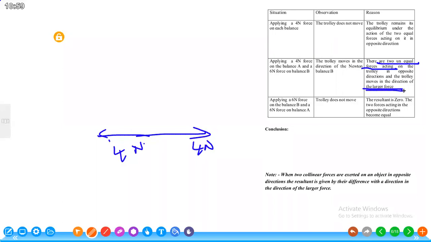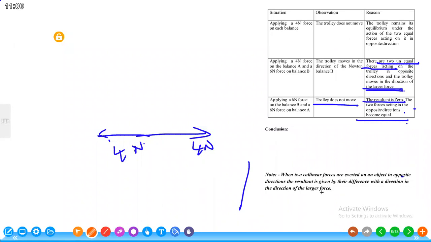And the last one: apply 6 Newton force on balance B and 6 Newton force on balance A. The trolley does not move because the resultant force is 0. The two forces acting in opposite directions are equal. Through this, the conclusion is: when two collinear forces are exerted on an object in opposite directions, the resultant is given by the difference, in the direction of the larger force.